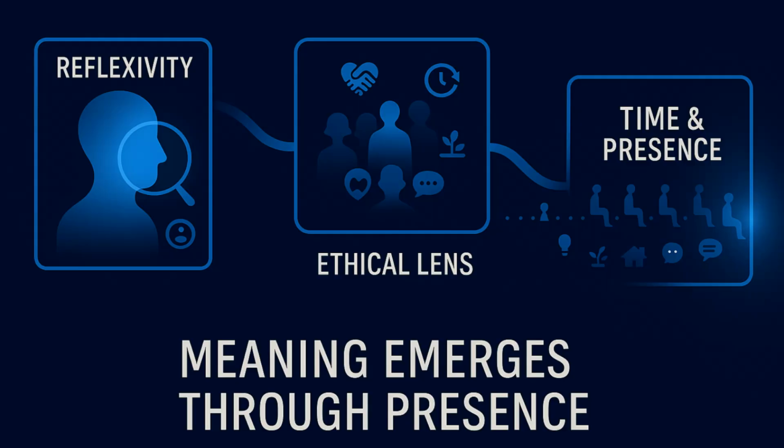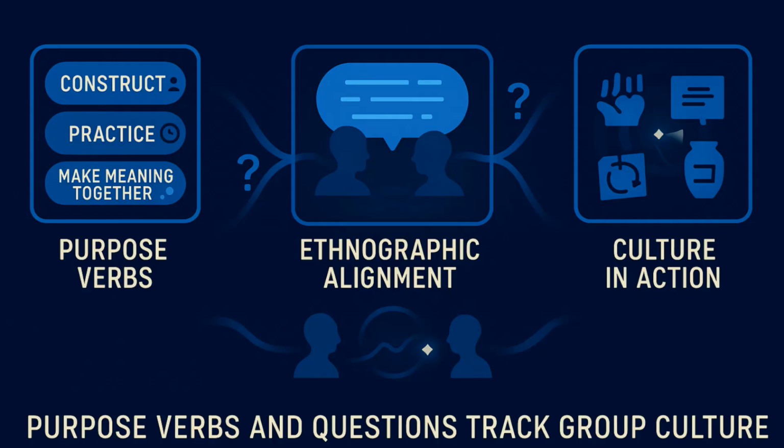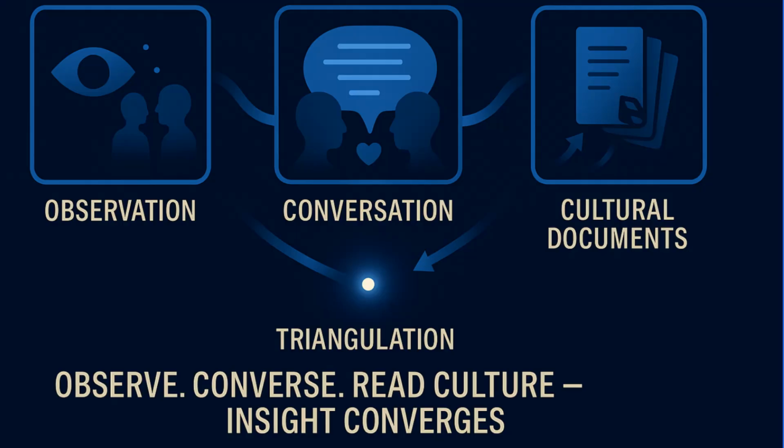Time in ethnography stretches across extended observation. Meaning emerges slowly, through presence rather than questioning alone. Purpose statements use verbs that reflect collective meaning-making, and research questions follow, asking how the group constructs or practices its culture. Triangulation emerges naturally from the interplay of observation, conversation, and cultural documents.